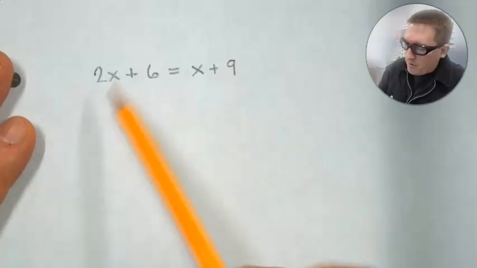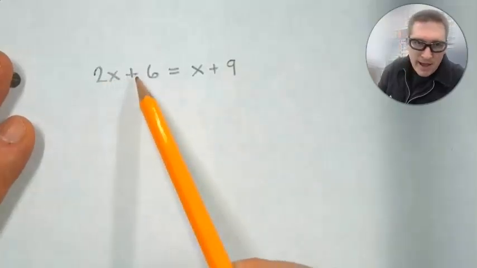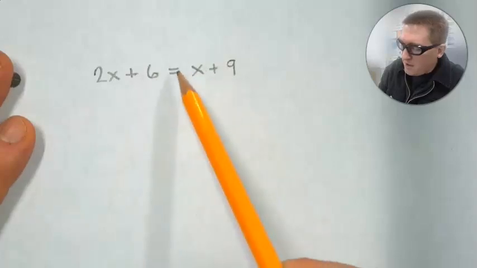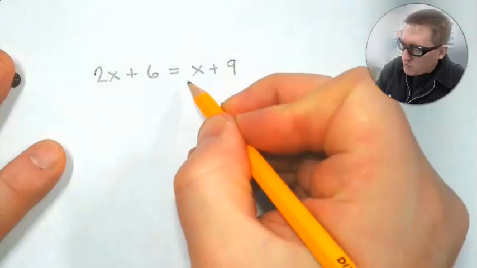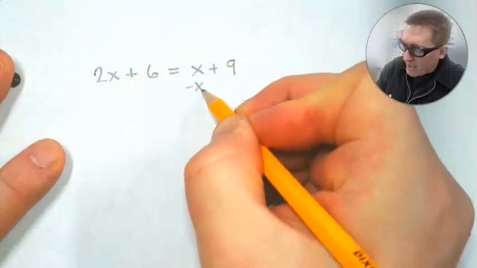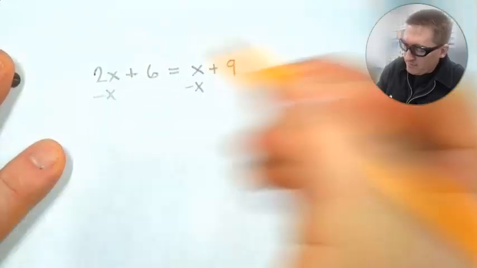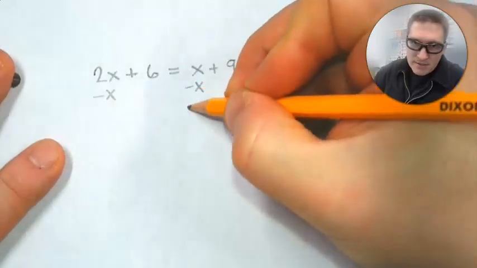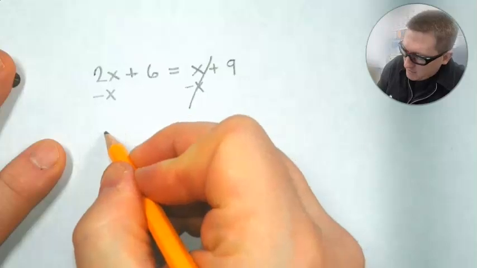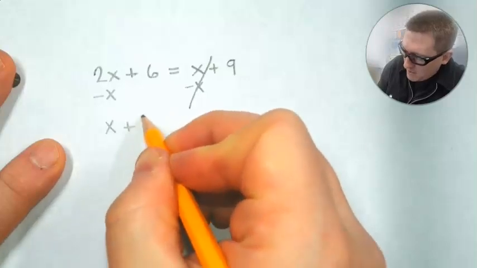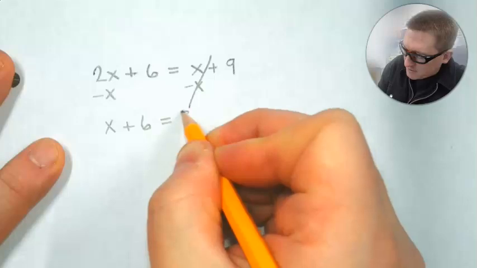Here it is on paper. I had 2 yellow bags. I had 6 marbles on the left side. On the other side of the equation, I had a yellow bag and 9 marbles. Let's remove a bag from each side. x minus x becomes 0. 2x minus x, that's just 1x. And now my problem is a lot simpler.